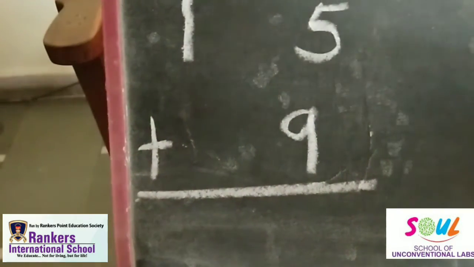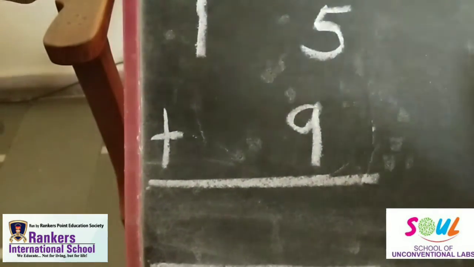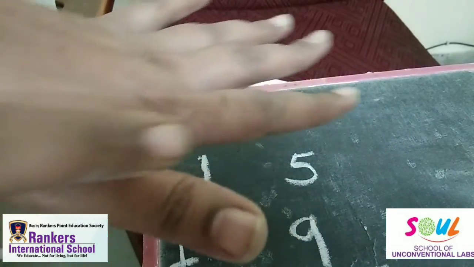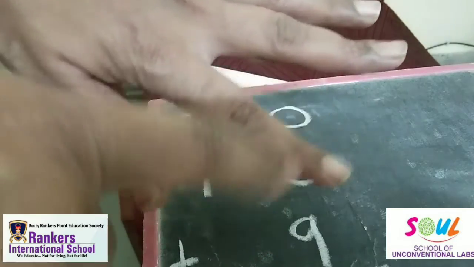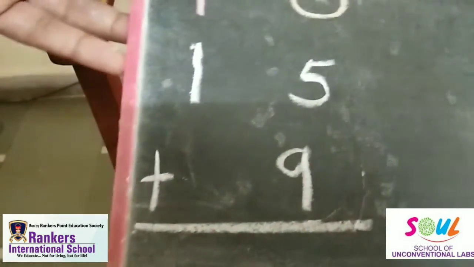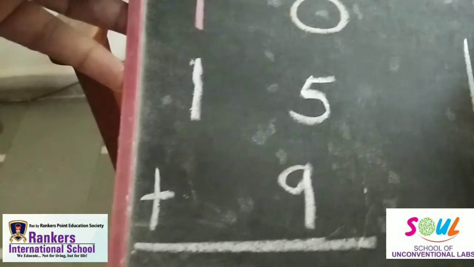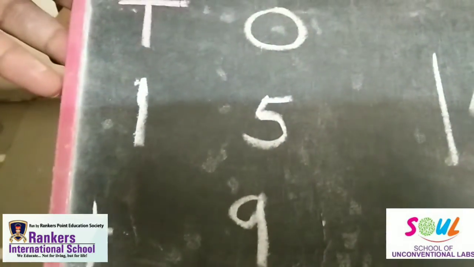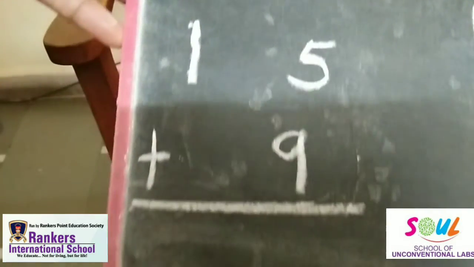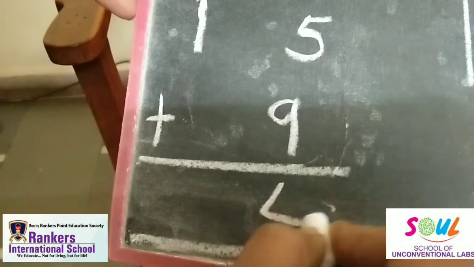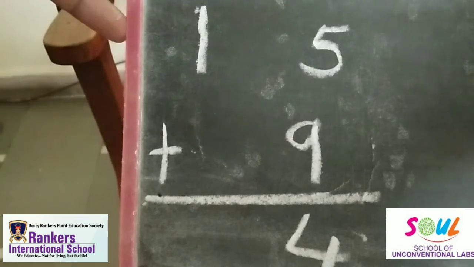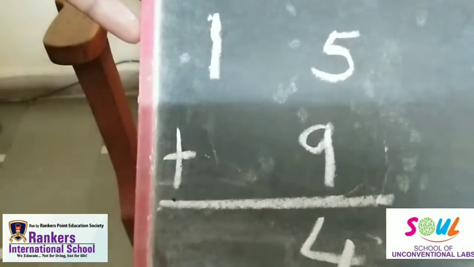Okay, take out 5 fingers. I have taken my 5 fingers. So what comes after 9? 10, 11, 12, 13, 14. If we look at 14, there are 2 digits. Okay. So which number is on the ones place? 4. So we will write here 4. Okay. And this is the number which is on the tens place. So we will add this number with this.